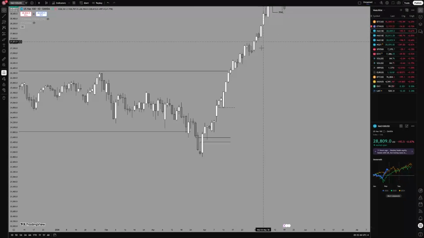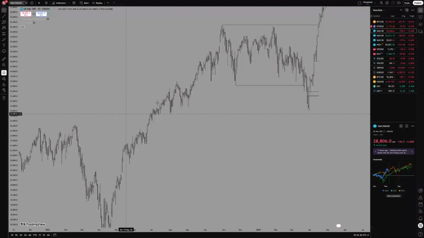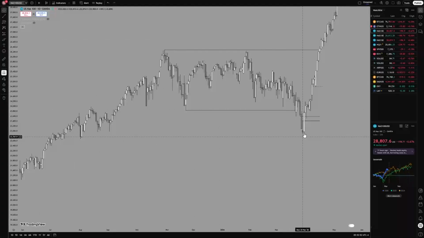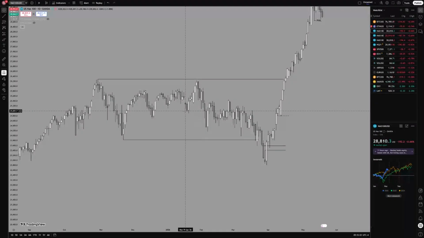Retraces into an IRL, continues higher. Now, there could be an IRL down here. And that was price's objective, to go into that and then continue higher. If I were to get rid of this right here, you wouldn't know if this is the daily. You wouldn't. You could think this is the 1 minute.